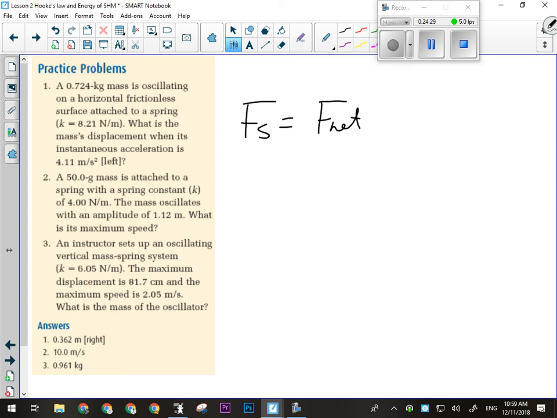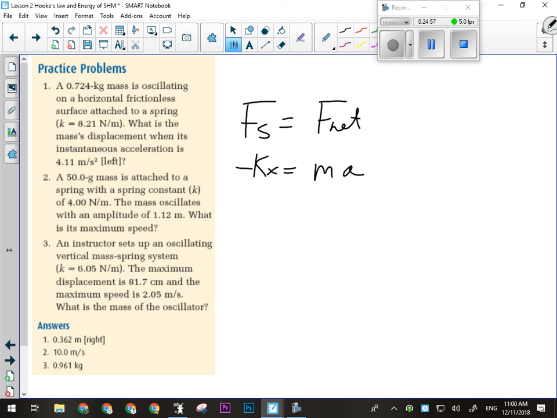Because in this question, it gives me acceleration. We haven't dealt with acceleration in any questions so far in this unit, okay? But this one tells me the instantaneous acceleration is 4.11 meters per second squared left. So the only force acting in this question is the force of the spring, so it is by definition the net force. So I'll have negative k times x equals, what's the formula for this?